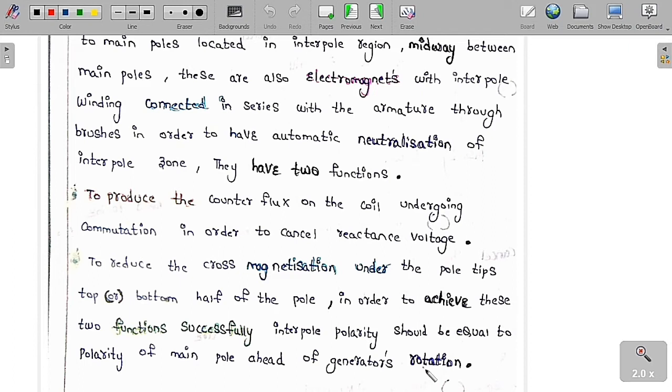In order to achieve these two functions successfully, interpolar polarity should be equal to the polarity of the main pole ahead of generator rotation. So these interpoles have two functions: to reduce the reactance voltage and also to produce the flux which is going to reduce the cross magnetization.